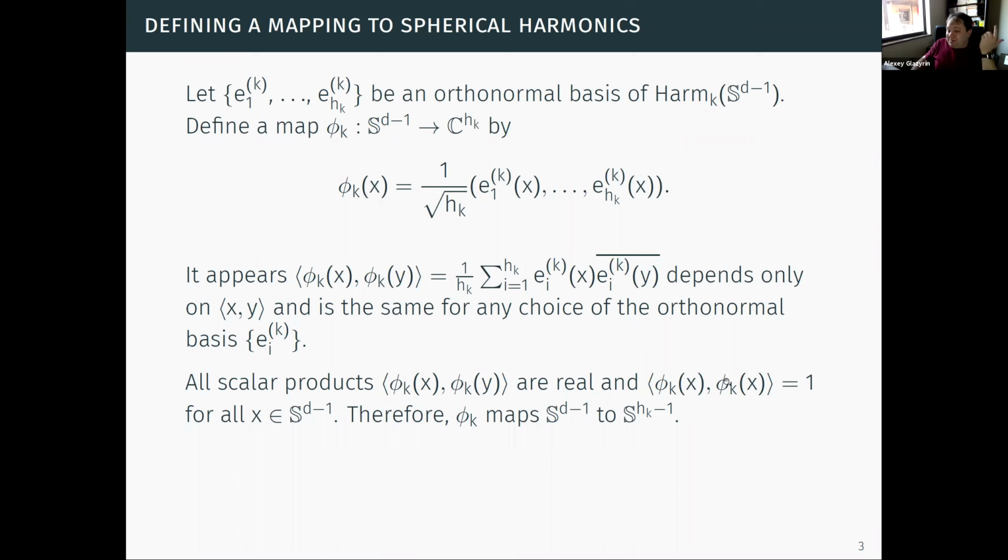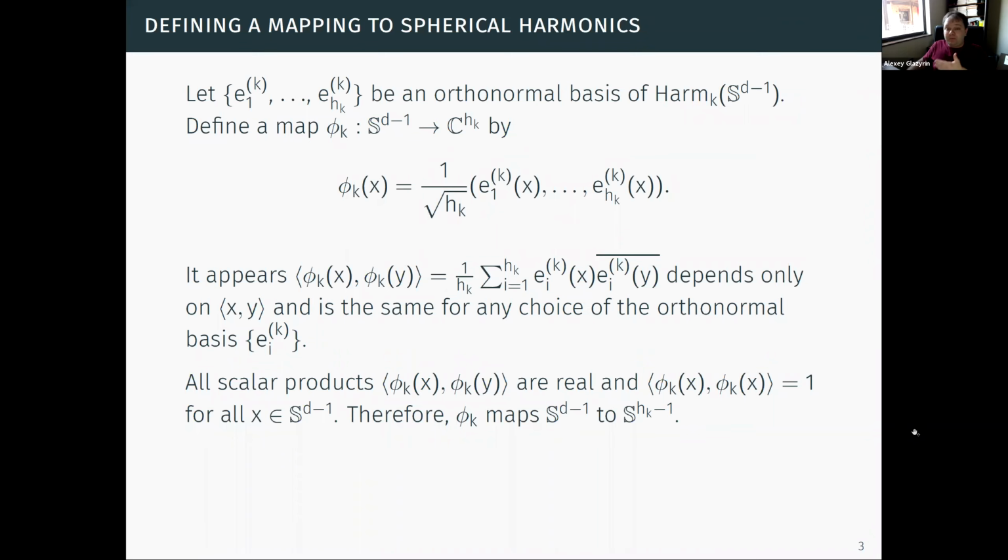Well, as a matter of fact, it's a mapping from a sphere to a sphere. And this is going to be a sphere in dimension h_k. Okay, so that's kind of the main point. We're going to look at these mappings that map sphere in dimension d to sphere in dimension h_k. All right. So this is what we're going to work with.